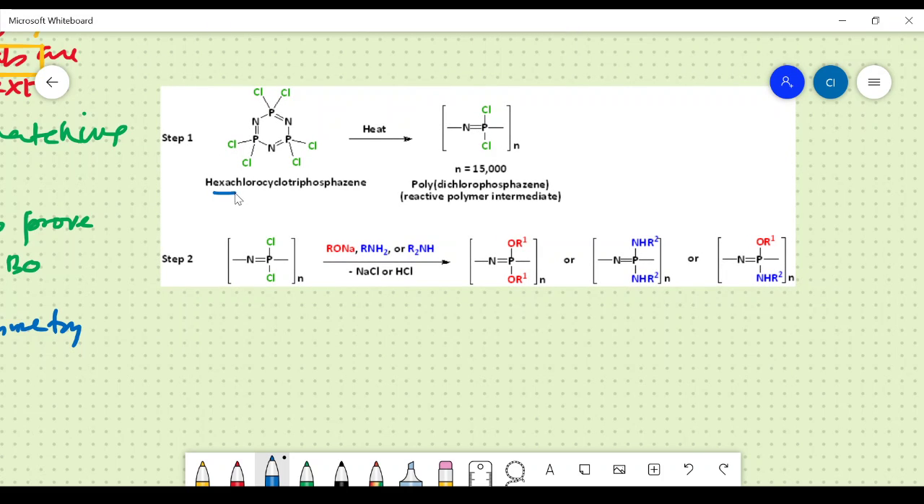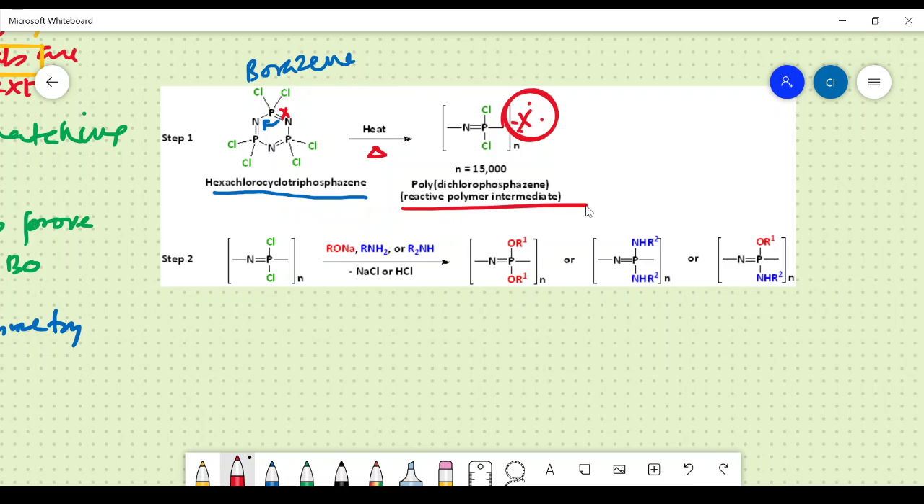Hexachlorocyclotriphosphazene. I am just telling you, we have seen borazine also, which is called inorganic benzene. This is not inorganic benzene, but some people call it inorganic benzene. Why you do not call it inorganic benzene is that the rotation of these bonds is not there. There is no such movement of these bonds, but when you heat, you get NPCl. This is an important point for you to remember. And then there you get polydichlorophosphazene, which is a reactive polymer intermediate.